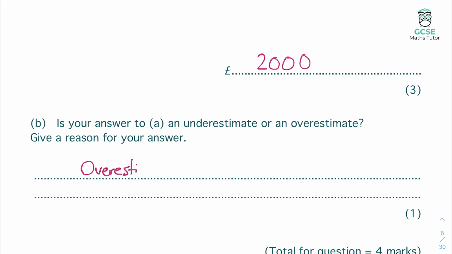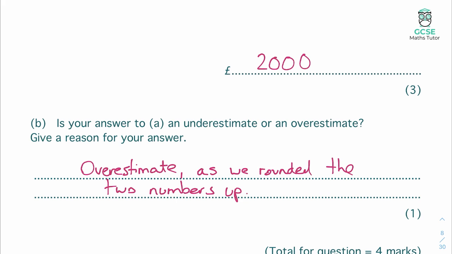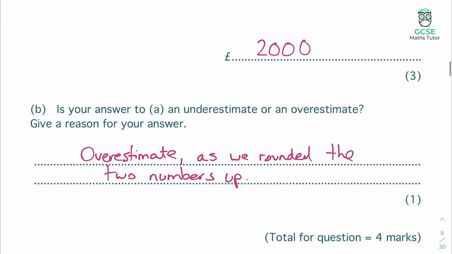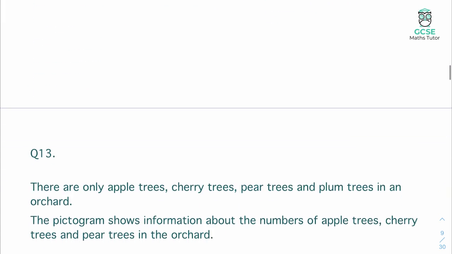and you could write as much detail as you want there. Okay, but the reason is because we've rounded both those numbers up. So we could say overestimate as we rounded two numbers up. You could write more of an explanation if you wanted, but that's fine for that question. So we rounded them both up. So you could say actually he'd get less than £8,000 and therefore he'd get less than £2,000 to the charity. But there we go, it's an overestimate.